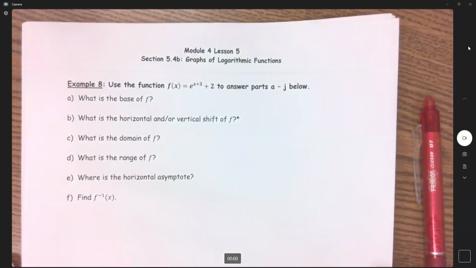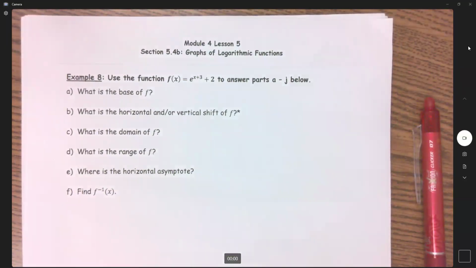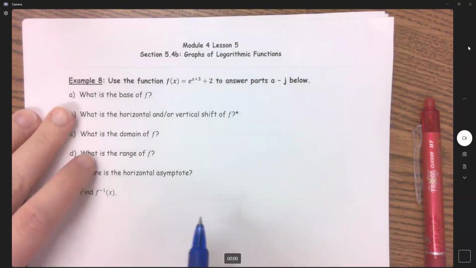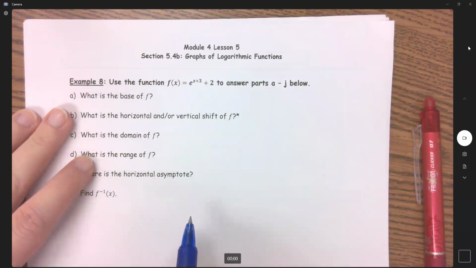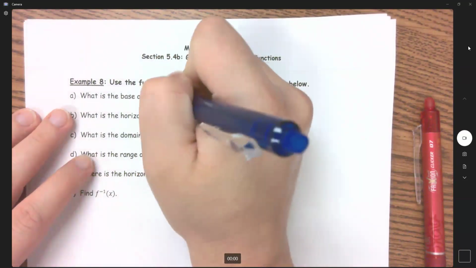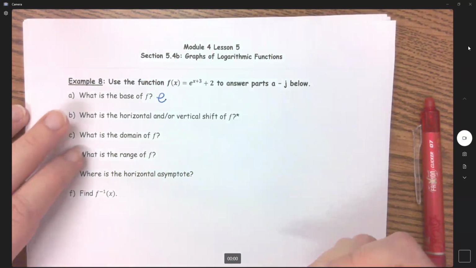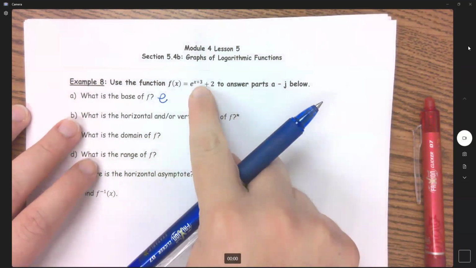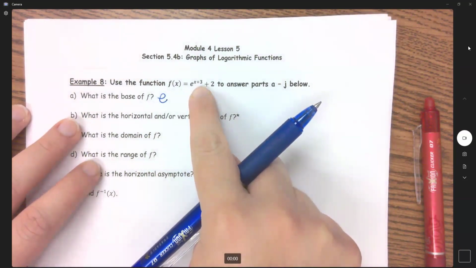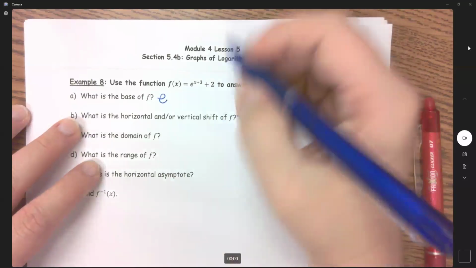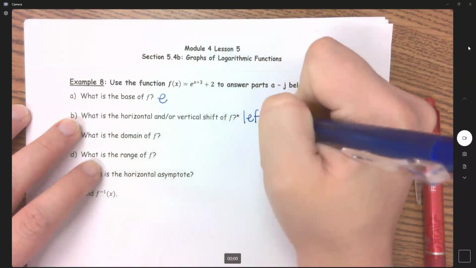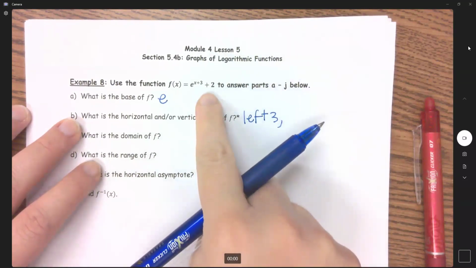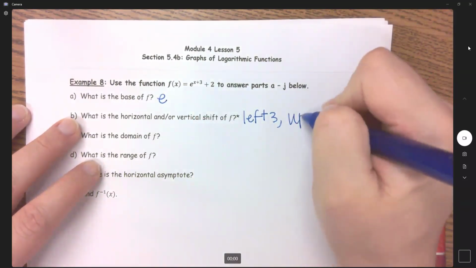All right, and then on our last example here, example 8, it says use the function f of x to answer parts, again, a through j. So what is the base of this function? This is e. What is the horizontal and or vertical shift? This plus 3 is inside. Inside's opposite. So we think of plus to the right. This goes to the left 3. Outside same. This plus 2 is up 2.